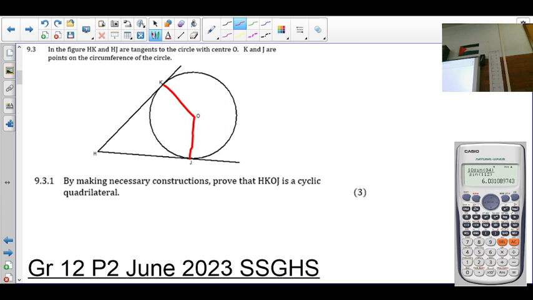So to prove cyclic quads, you prove one of 3 things. You prove that opposite angles are supplementary, exterior angles equal to the interior opposite, or the bow tie, the converse thereof. Okay? But we know that that angle is 90 degrees. So HKO is equal to 90 degrees. Why? Radius perpendicular to tangent.